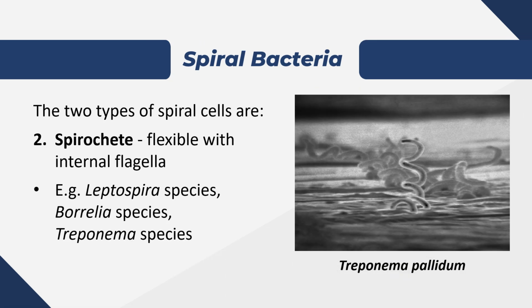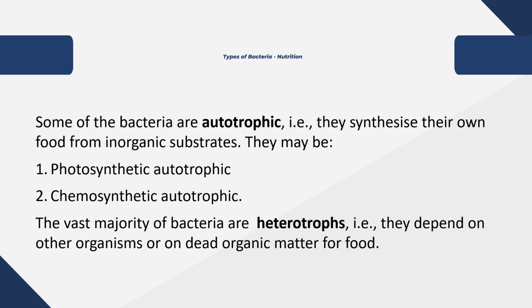The second type of spiral bacterial cells are spirochetes. They have flexible with internal flagella. The members of genus Leptospira, Borrelia, and Treponema, they belong to spirochetes. An example of Treponema pallidum is shown here in this image with a flagella that is internal and flexible.